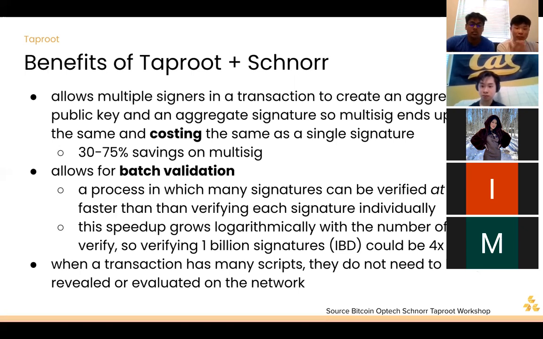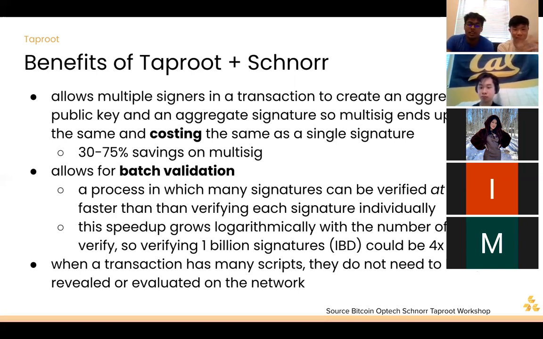What Schnorr also brings is batch validation. Previously, I think signatures had to be validated in a serial manner. You had to do one after the other. But now this allows for parallelization of signature validation. And if you're in computer science, parallelization just makes everything so much faster. Multi-threading and all that. Always.